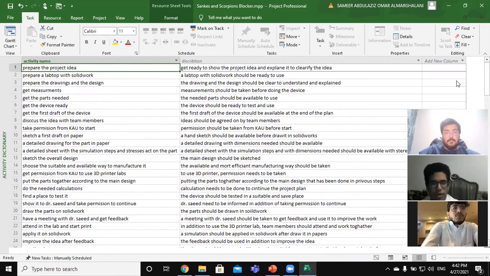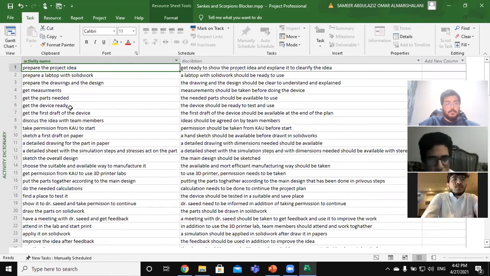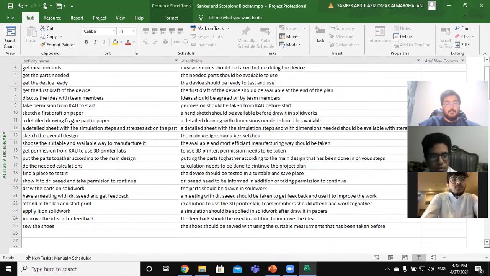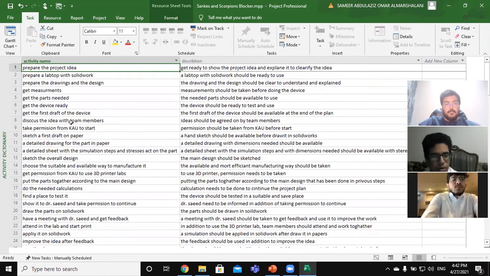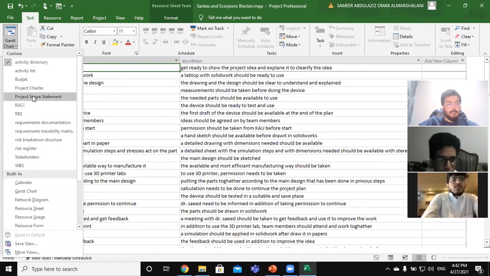Let's go to the activity dictionary. Here they have the activities with the description of each activity. It is in detail, so everyone will have a full image of what they are about to do. These are more important to agree on with all team members about what this means and what it does to our project, etc. Let's go to the RASI matrix.